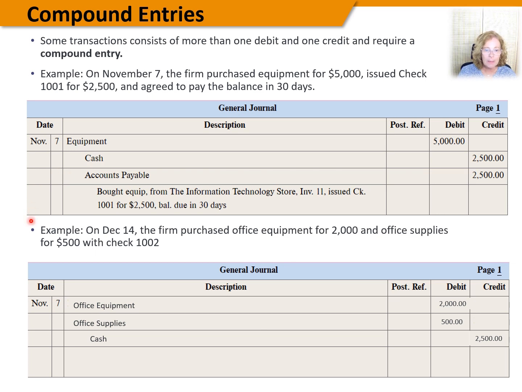Now, our second example, the firm purchased office equipment for $2,000 and office supplies for $500 with check 1002 on December 14th. For this business transaction, we would debit office equipment for $2,000 and debit office supplies for $500 and credit cash for $2,500.